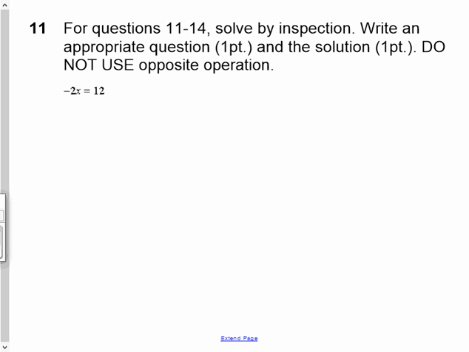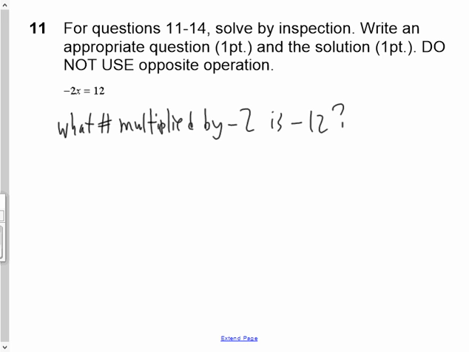Questions 11 through 14 says solve by inspection. Write an appropriate question for 1 point and a solution for 1 point. Do not use opposite operation. So, the first thing I wanted you to do was say, what number multiplied by negative 2 is negative 12? That's really the question you're going to ask yourself to figure out the answer using inspection.